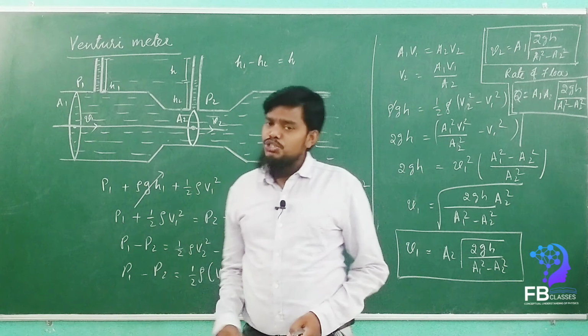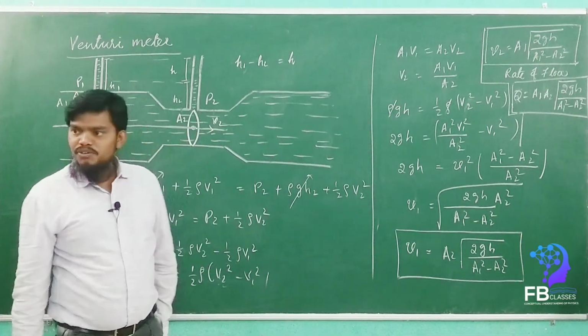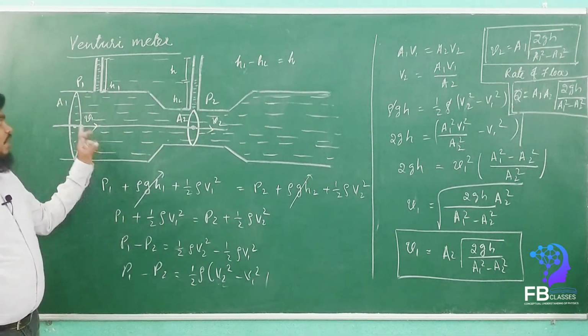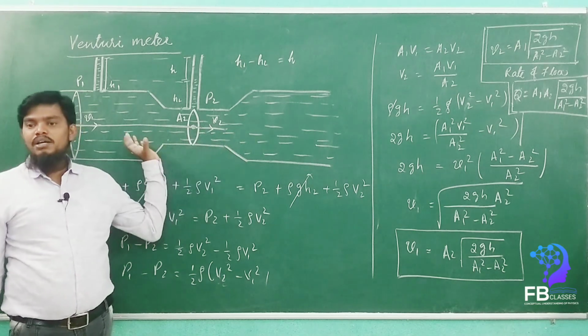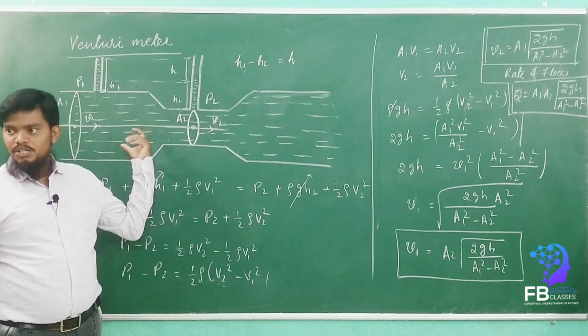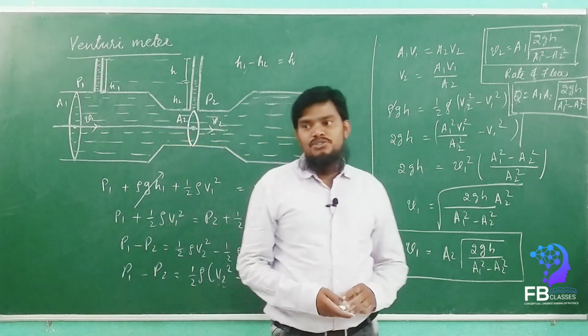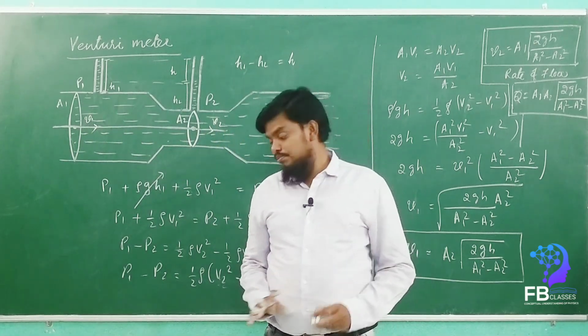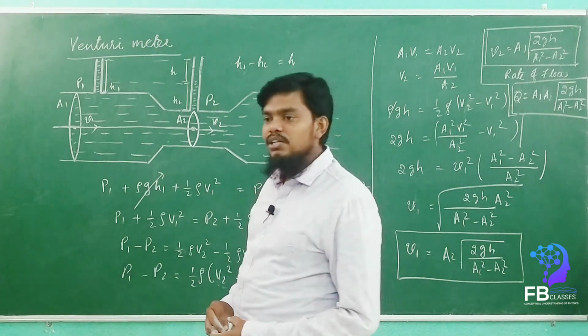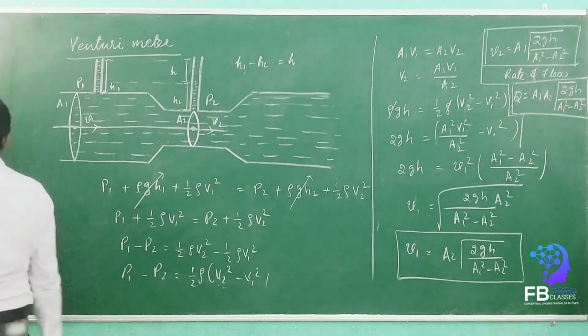So why are we using the Venturi meter? To find the velocities of a fluid in a pipe. Got it? So that is the main use. It is an application of Bernoulli's theorem. Got it? Understand? Okay, can you please make a note of it? Then we can continue. Make a note of it.